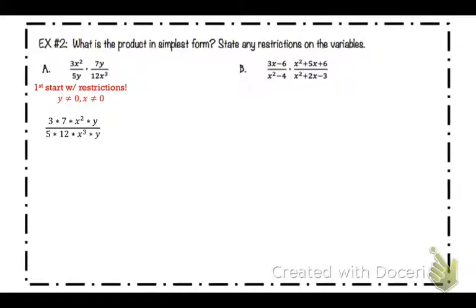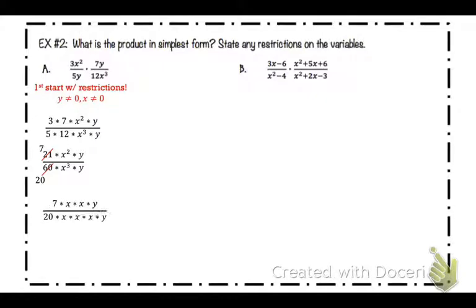This is all multiplication, so you multiply all the tops together, all the bottoms together. 3 times 7 is 21. 5 times 12 is 60. Now I'm just going to start reducing these. So 21, 3 goes into 21 7 times. 3 goes into 60 20 times. So that reduces to 7/20ths. So 7 over 20, then x squared over x cubed, and y over y.